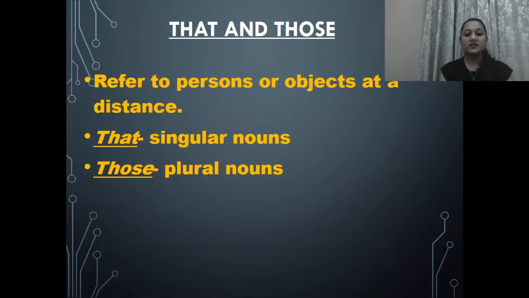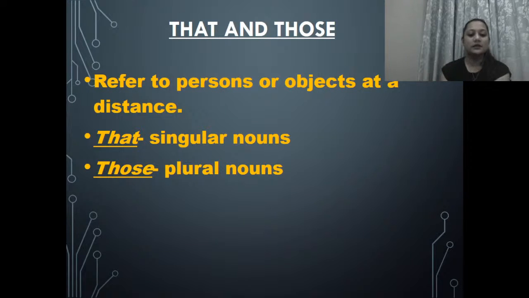Now, that and those. That and those refer to persons or objects at a distance. Children, I don't really think that we have to memorize it, because these are the words which we usually use while speaking. So you already know it. It is just that we are brushing up whatever we know, right?